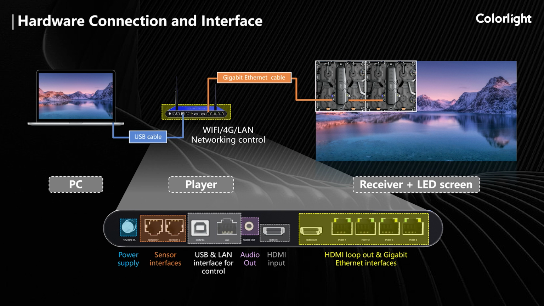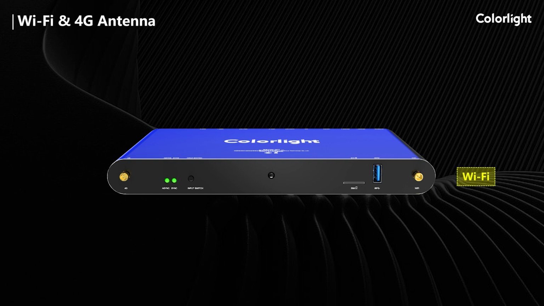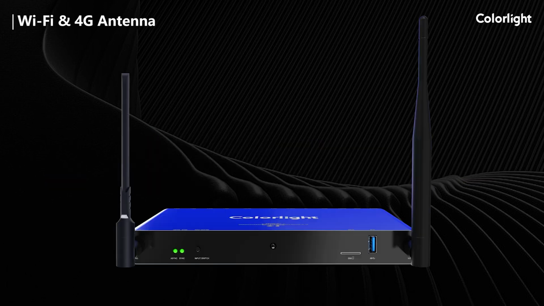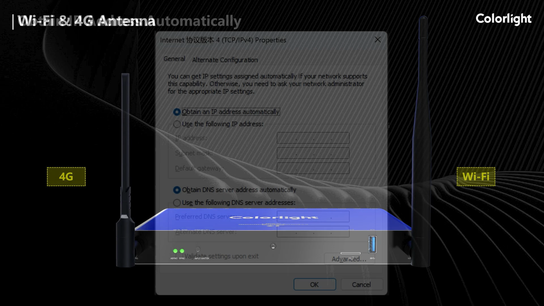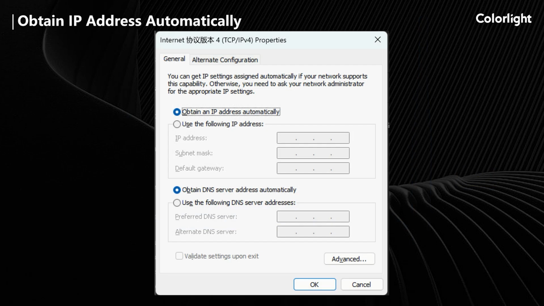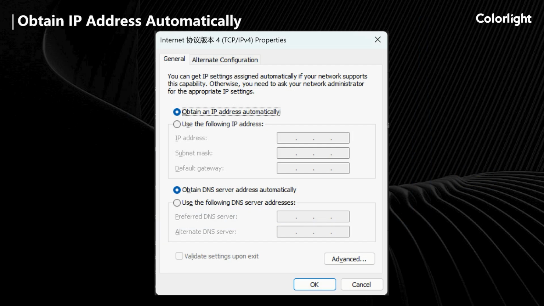As for signal, the Wi-Fi antenna and 4G antenna are located at the two ends of the player. It should be noted that the Wi-Fi antenna is cylindrical, while the 4G antenna is flat, and they should not be mixed. When you get the new media player, you can use the USB or LAN port to connect to the control computer.